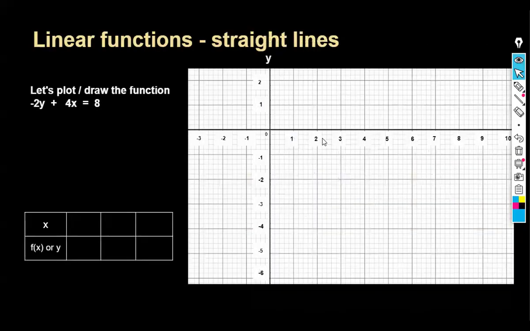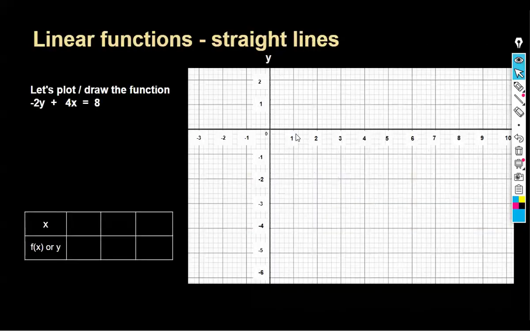All right, so now we have a harder graph to draw. Look at this graph that we have to draw. First of all, you don't need graph paper. You can just pay attention and help me calculate the values. So take down this question. Let's plot and draw the function minus 2y plus 4x equal to 8.